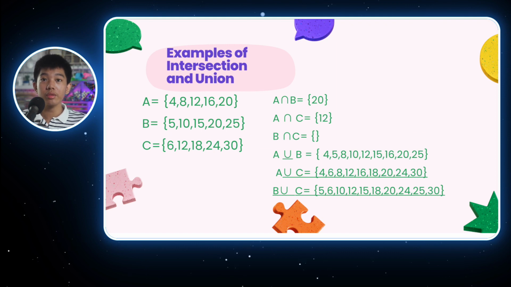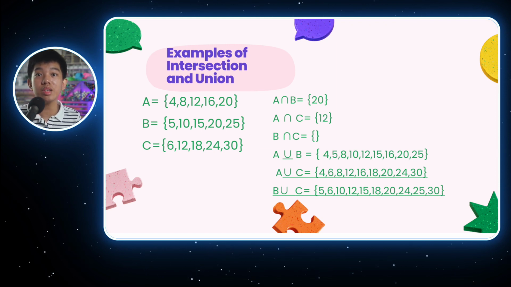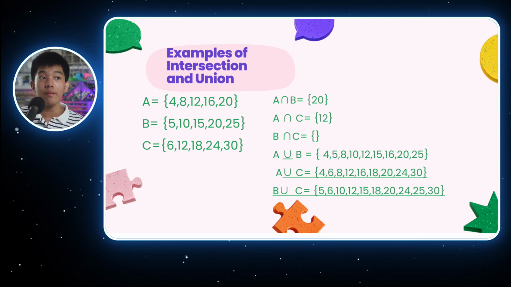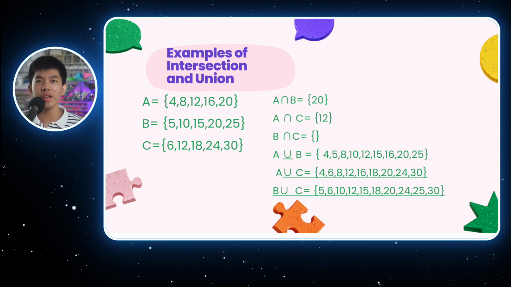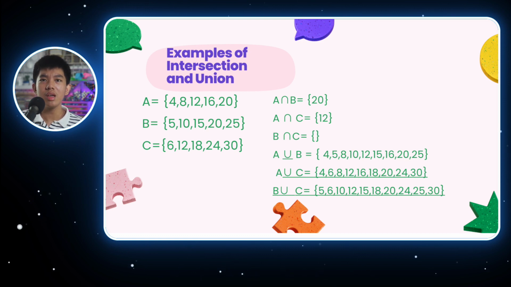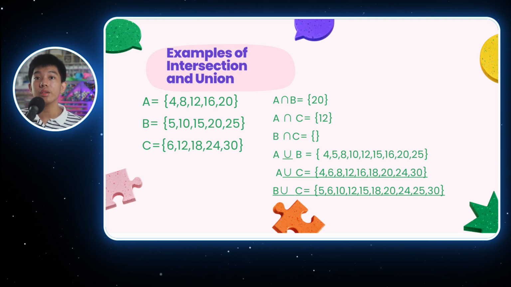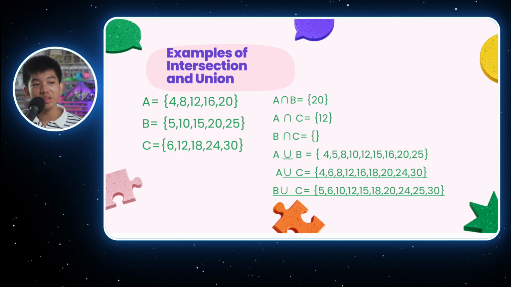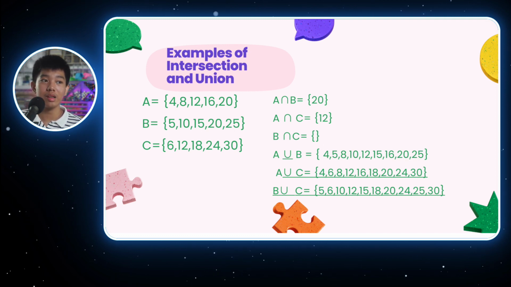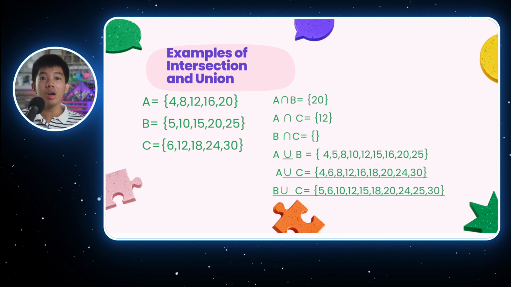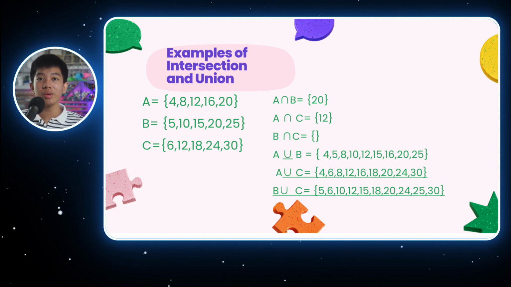Okay, here are examples. Let's say you had these three sets, A, B, and C. The intersection symbol is represented by an upside down U, and if you wanted to intersect A and B, find a number that's the same in both. In this case, 20. A and C's common number is 12, but because B and C don't have any number that's the same in both sets, you just put nothing in it. So if you ever encounter an intersection with no common elements, just put nothing in the braces.